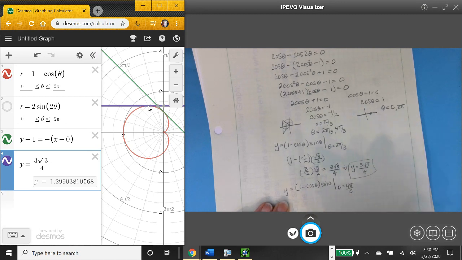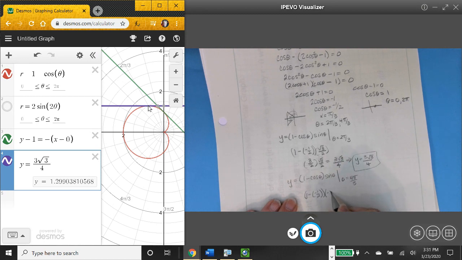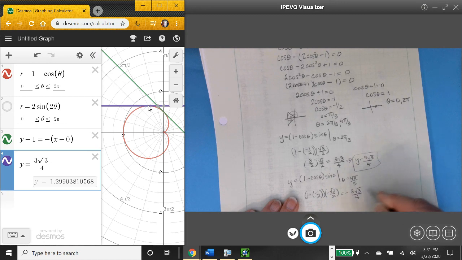What happens when we plug in 4 pi over 3? Well, the cosine is still negative 1/2, so we're going to get 1 minus 1/2 times the sine. Now the sine is negative because it's in quadrant 3. And then this is just going to be negative 3 root 3 over 4. So my tangent line is going to be y equals negative 3 root 3 over 4.